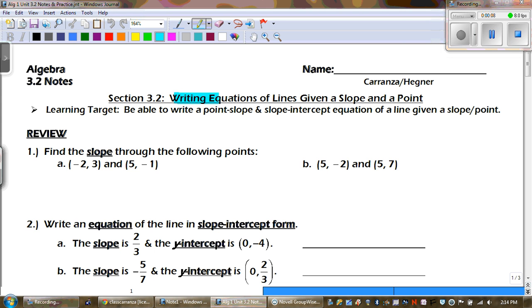Today we're talking about writing equations of lines given a slope and a point. Our learning target today is to be able to write a point-slope and slope-intercept equation of a line given a slope and a point.